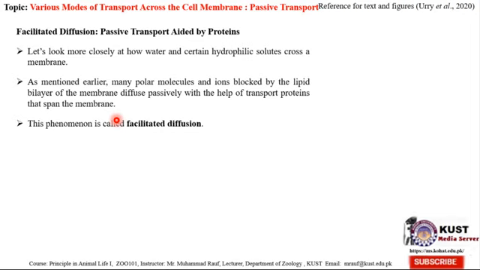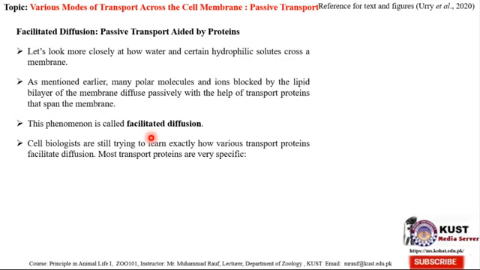So this type of diffusion is called facilitated diffusion because this diffusion is facilitated by the membrane proteins. It is aided by the membrane proteins. Cell biologists are still trying to learn exactly how various membrane proteins facilitate diffusion. Most transport proteins are very specific, that is, they are specific for one type of substance.